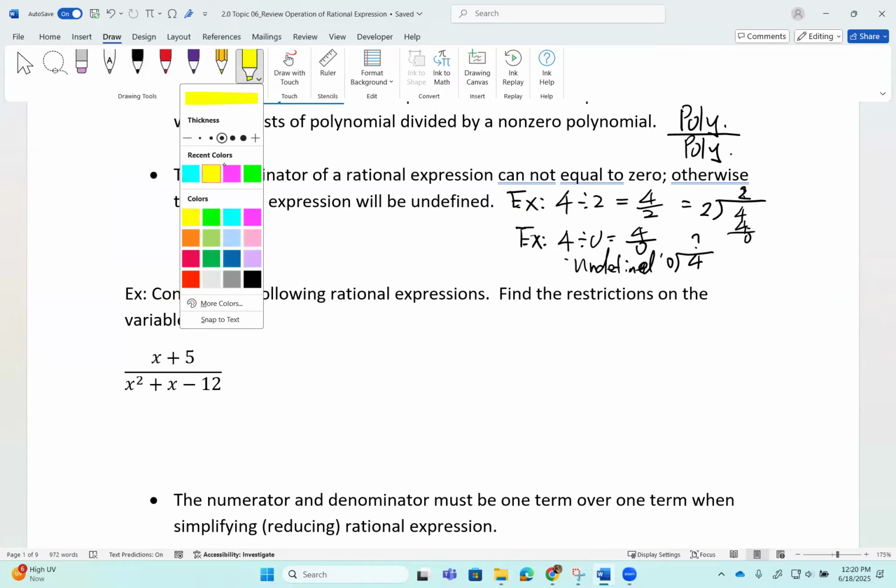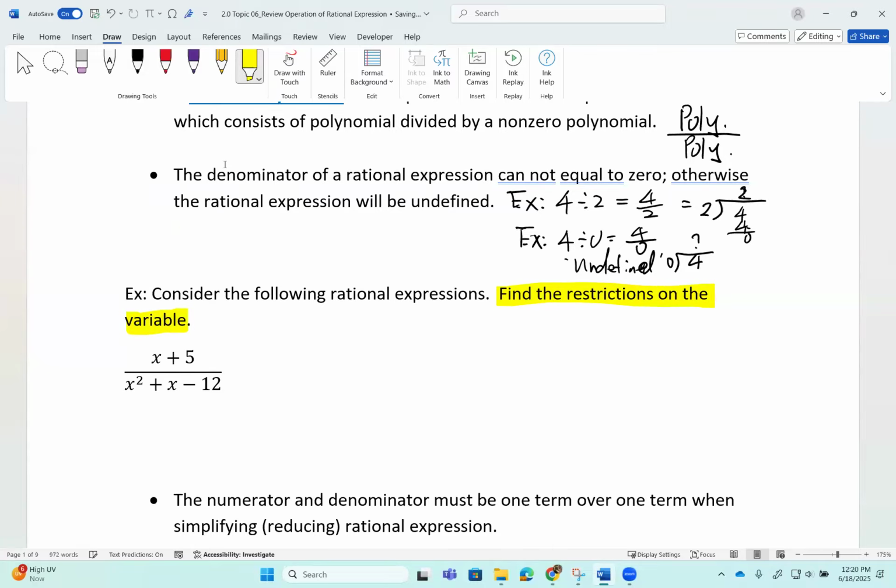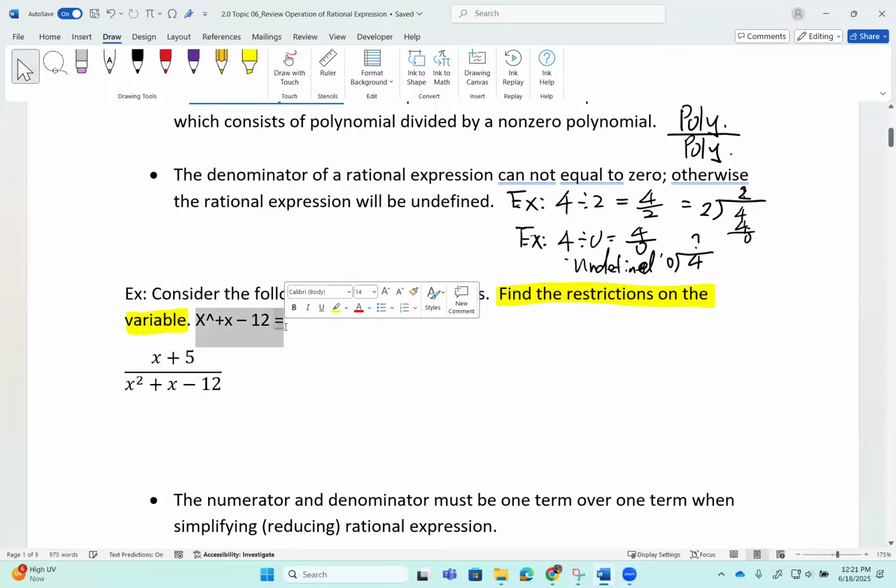So in this example here, I want to show you how to find what we so-called the restrictions on the variable. That means what x cannot be. Okay, what x cannot be, because those numbers for x will make the whole denominator become 0, which then makes the whole thing undefined. So all you do is set the denominator not equal to 0. Let me do it down here.